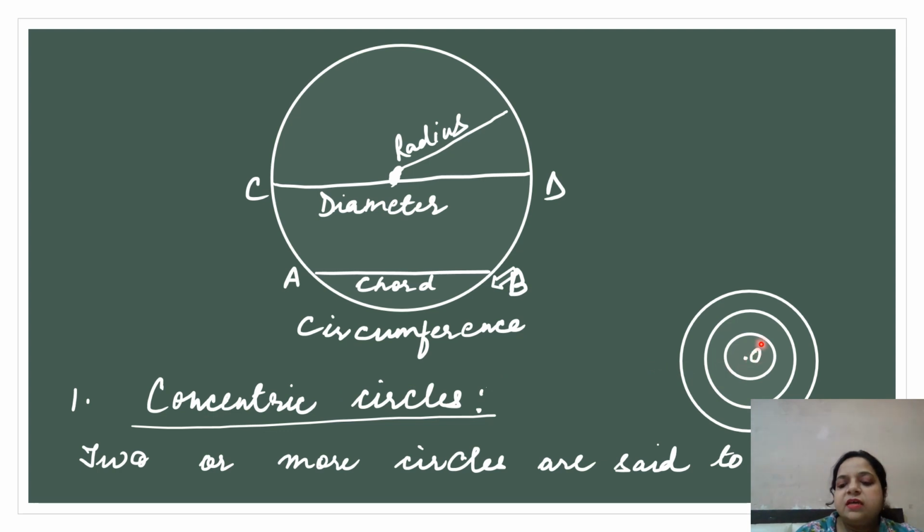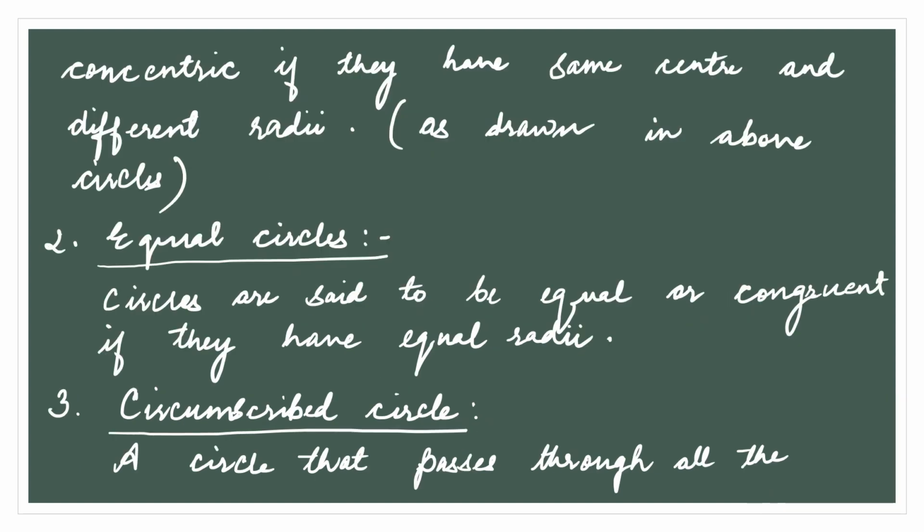Now what are concentric circles? See this, children, there is a point O and there is one circle, then a second circle and a third circle. Two or more circles are said to be concentric when they have the same center and different radii. It means the center is the same but the radii of the circles are of different lengths.